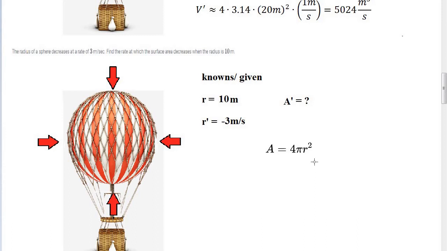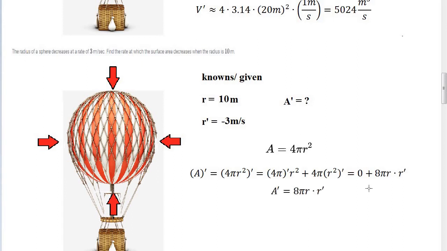Hey guys, welcome back. Here's what I got for implicit differentiation. The actual calculus part here is going to be fairly straightforward. It's going to be application of a power rule. And while we're at it, I wanted to point out to you guys that this is, technically speaking, a product rule at play. So if you expand this product rule, you're going to land with something like this. And an expression for A prime is going to be given by the formula 8 pi r times r prime.